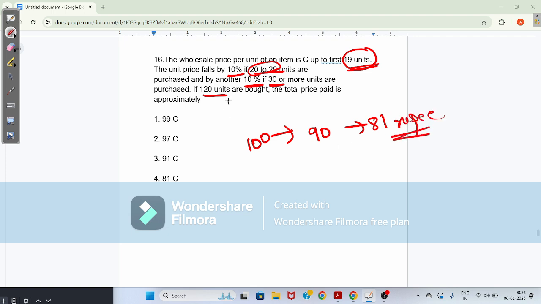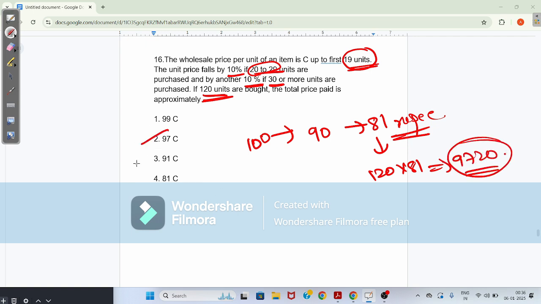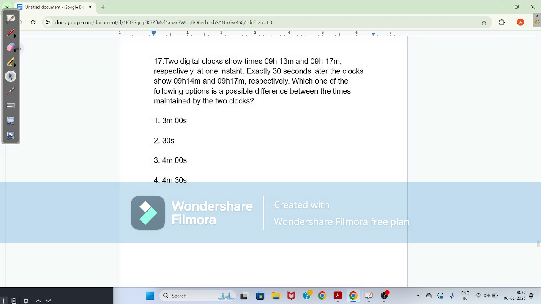Okay, so calculate. We have purchased 120 units, so 120 into 81 gives the value 9720. So this value is approximately equal to 97 kilo, calculate 97. Okay, this is the required.